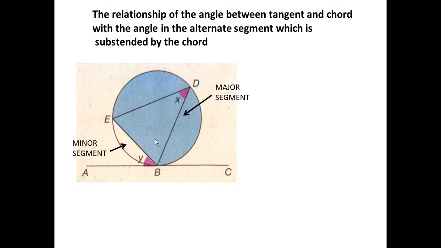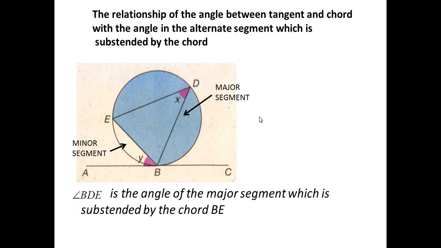So what is the relation between these two angles? Okay, so BDE is the angle of the major segment which is subtended by the chord BE. I repeat, BDE is the angle of the major segment which is subtended by the chord BE. So the relationship is both angles are equal. X equals Y. So you have to know the position, right?